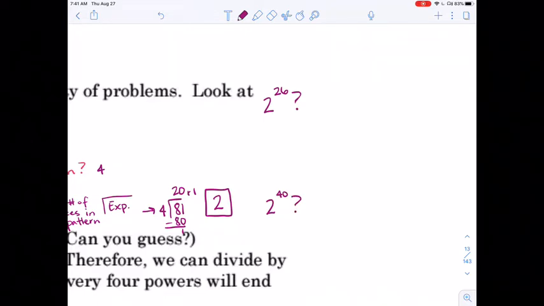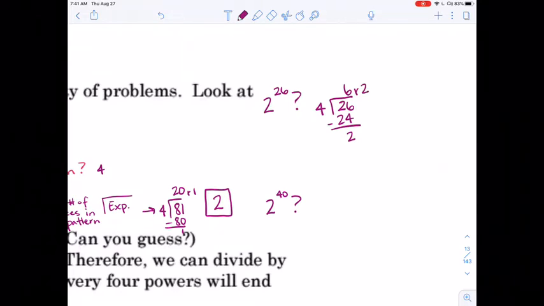Okay, so we've got our pattern. Step 1 and 2 are done. We have 4 pieces in our pattern, 2, 4, 8, 6. So now we're going to take our exponent, 26, and we're going to divide it by the number of pieces in the pattern. So 4 will go into 26 6 times. That gives me 24, so this is a remainder of 2.